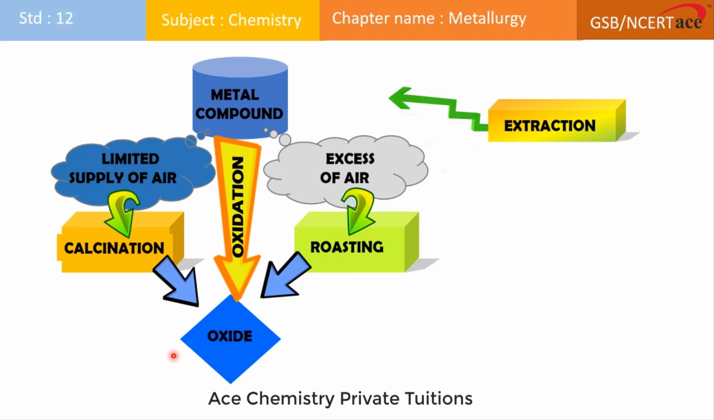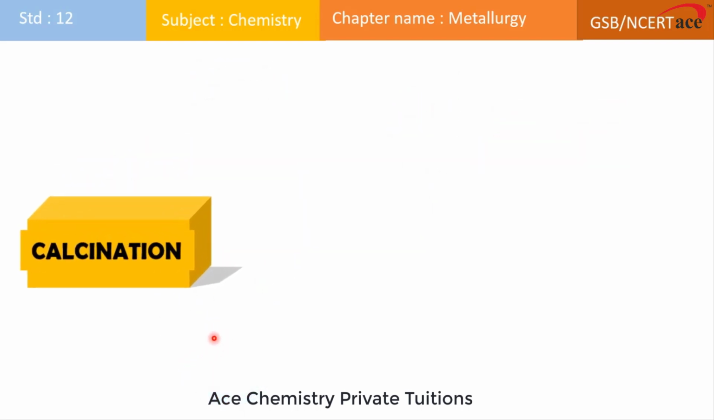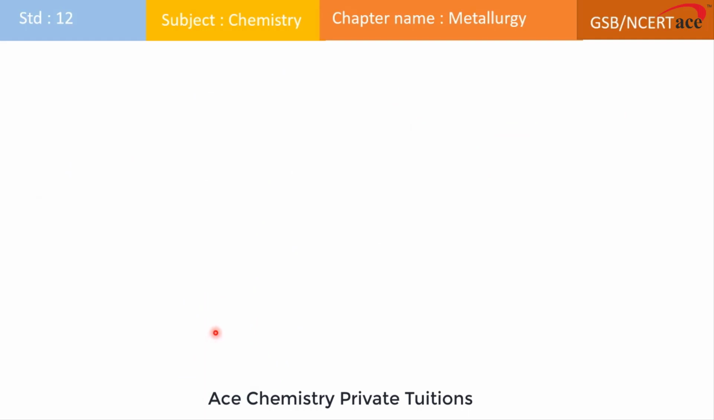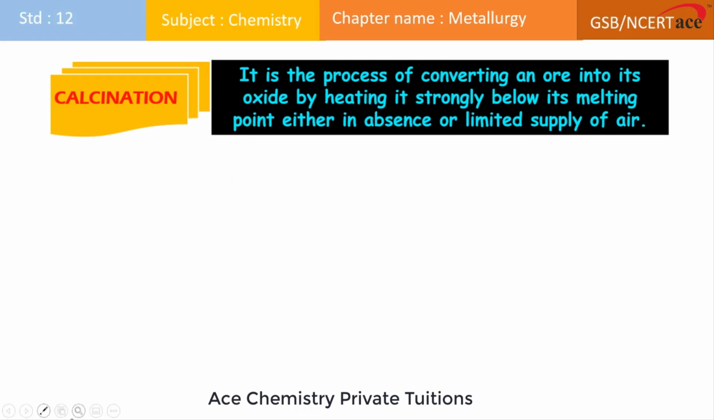So let us understand one by one what these processes are. Let us understand calcination first. In science, when we talk about calcination, first it is a process of extraction. And what are the things happening in this, student? It is the process of converting, and it is very important, what type of ore is taken under this process? It is a process of converting an ore into its oxide by heating it strongly below its melting point.